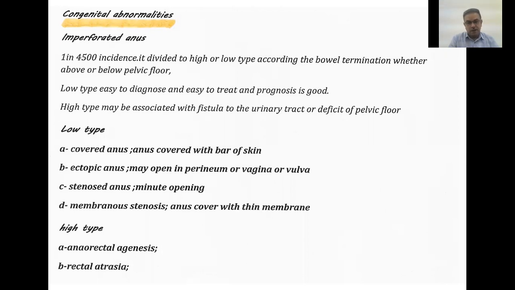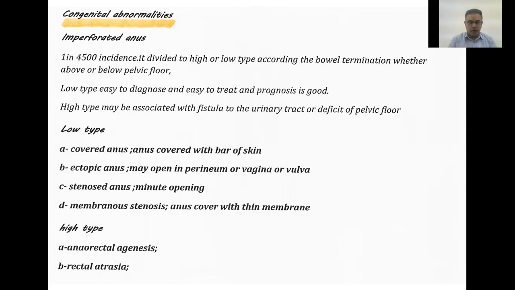Then we have two types of congenital abnormalities of the anal canal. It is either the low type, which is easy to diagnose and treat, or the high type, which is usually associated with a fistula to the urinary tract and sometimes a deficit in the pelvic floor.